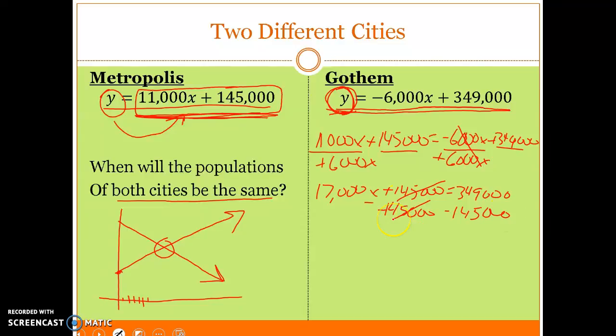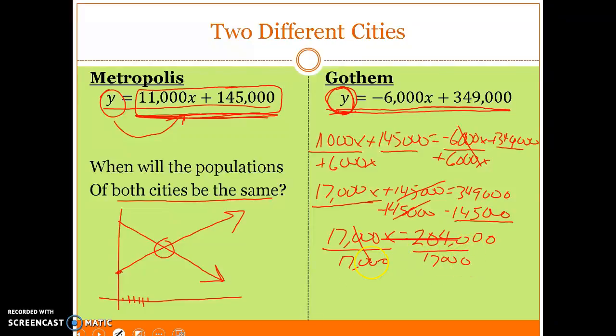So these 145,000s will cancel out, and on the left-hand side I will still have the 17,000 times x. That's going to equal 349,000 minus 145,000, which is, let's see, 204,000 people. And so now I'm just going to divide everything by 17,000 to figure out what x is. So if I do that here, these 17,000s will cancel out, and I will have 204,000 divided by 17,000, which is 12. So that means in 12 years, that's what the x represents.